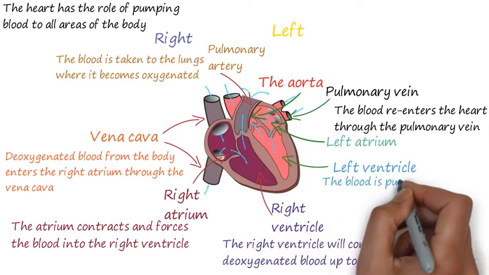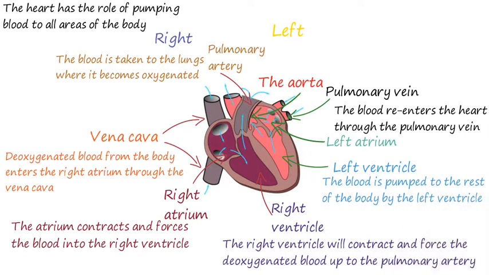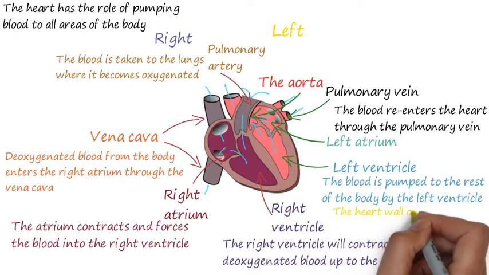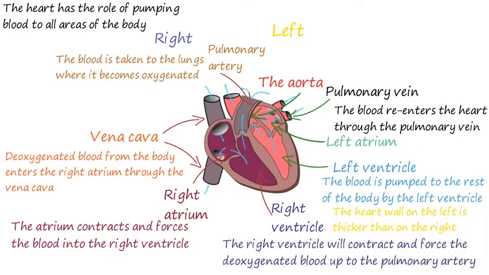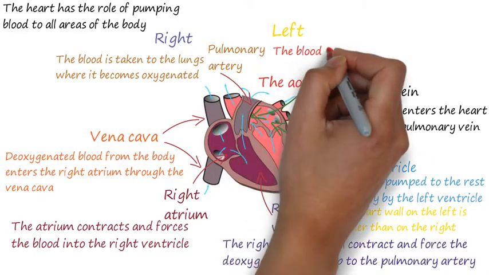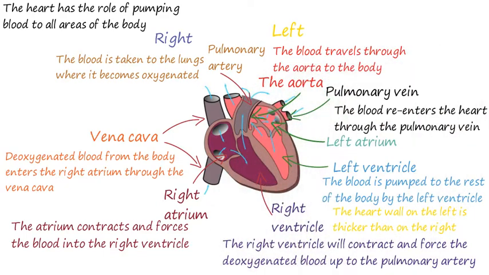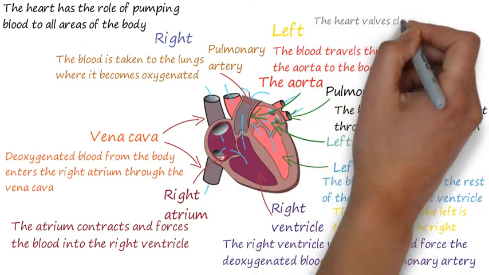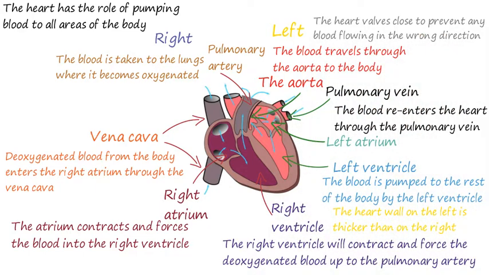The blood re-enters the heart from the lungs through the pulmonary vein. The blood is now oxygenated and can be pumped around the body. The blood again goes through the atrium and ventricle. The blood is pumped to the rest of the body by the left ventricle. You can see that the heart wall on the left is thicker than on the right. This difference is because the blood on the left is being pumped around the whole body and needs a larger pressure than the blood on the right, which is only going to the lungs. Despite this, the two ventricles also contract at the same time. Anyway, from the left ventricle the blood travels through the aorta to the body.